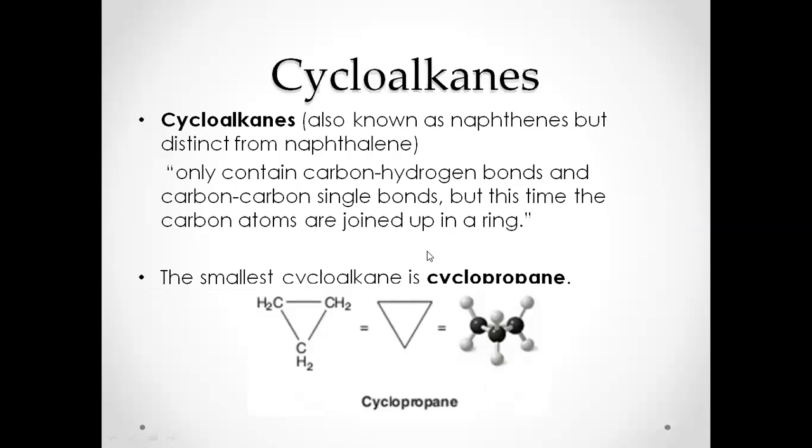What are cycloalkanes? Cycloalkanes are the compounds that contain only carbon-hydrogen bonds and carbon-carbon single bonds. This is similar to alkanes, but in cycloalkanes, the carbon atoms are joined up in a ring. Cycloalkanes are also known as naphthenes, but they are distinct from naphthalene. The smallest cycloalkane is cyclopropane, in which three carbon atoms are joined with each other in a ring form.